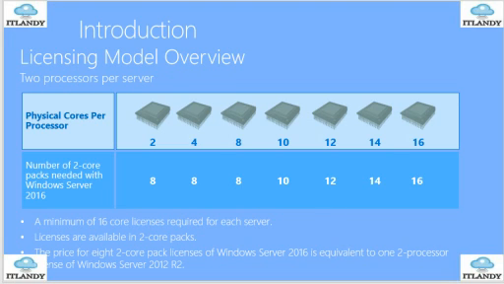Going back to that, a quick takeaway from that slide is you will be purchasing packs of 8 going forward, which means 8 by 2. Each pack comes with 2, and that will be 16. As you can see on that slide, a minimum of 16 core licenses is required for each server.